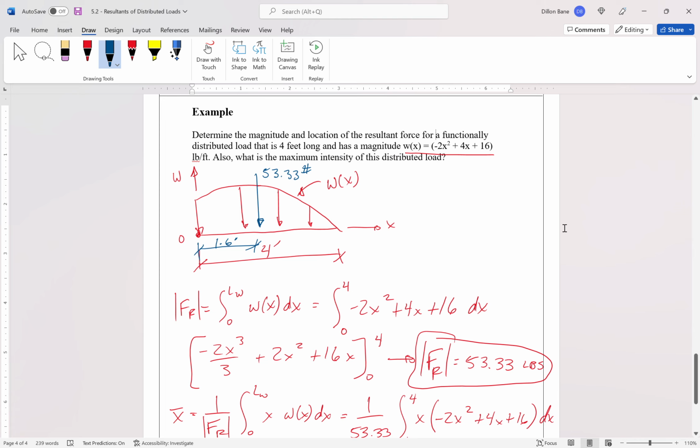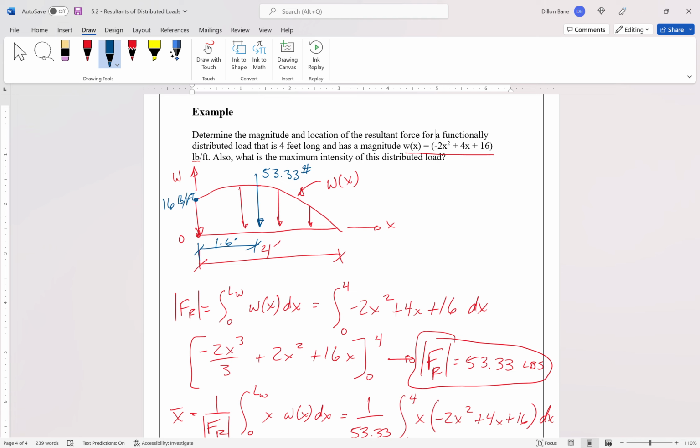The last little bit here, the example asks for what is the maximum intensity of this distributed load, right? Because we can look at the distributed load, W of X, and find out what the intensity of it is at the beginning. We just plug in X equals 0 into W of X. We find that the intensity of the load at the beginning is 16 pounds per foot. Negative 2x squared plus 4x plus 16 when x is equal to 0 becomes 16 pounds per foot.